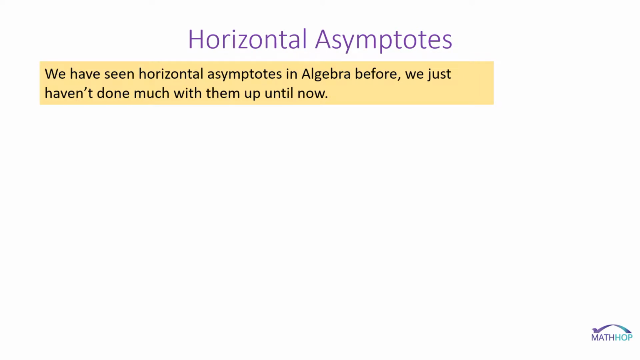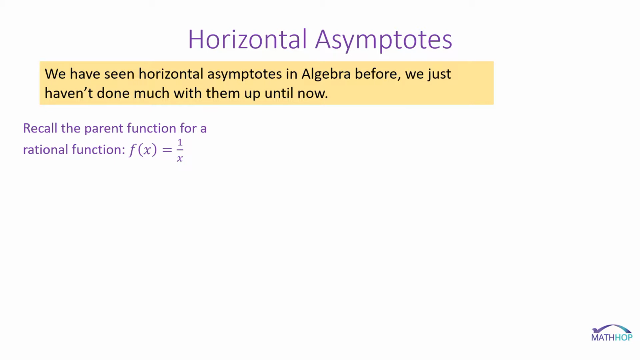And just like vertical asymptotes, we have seen horizontal asymptotes in Algebra 2 and even Algebra 1 before. We just haven't done anything with them up until now. Again, probably trying to avoid mentioning them, hoping they would go away. So where have we seen them? We have seen them with rational functions.